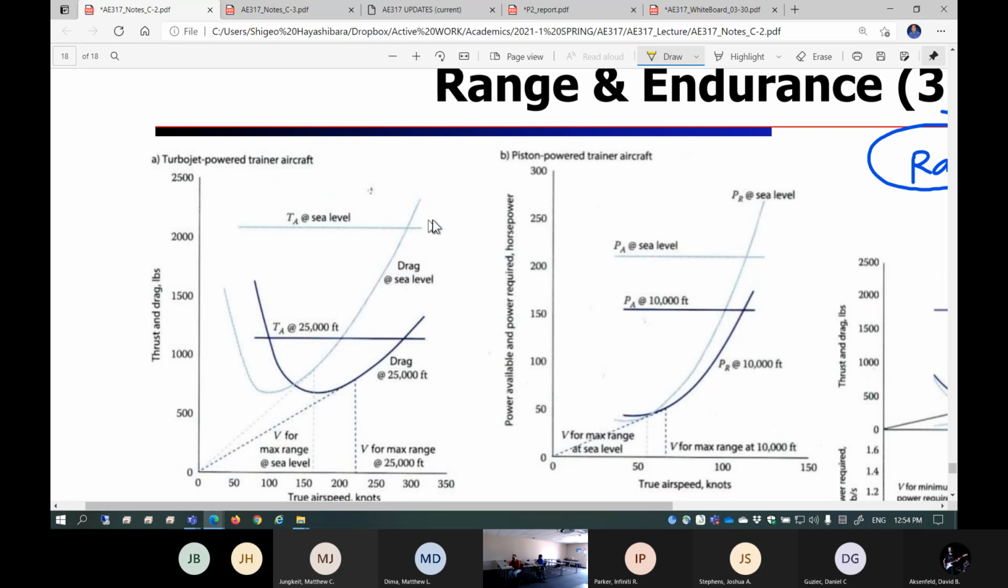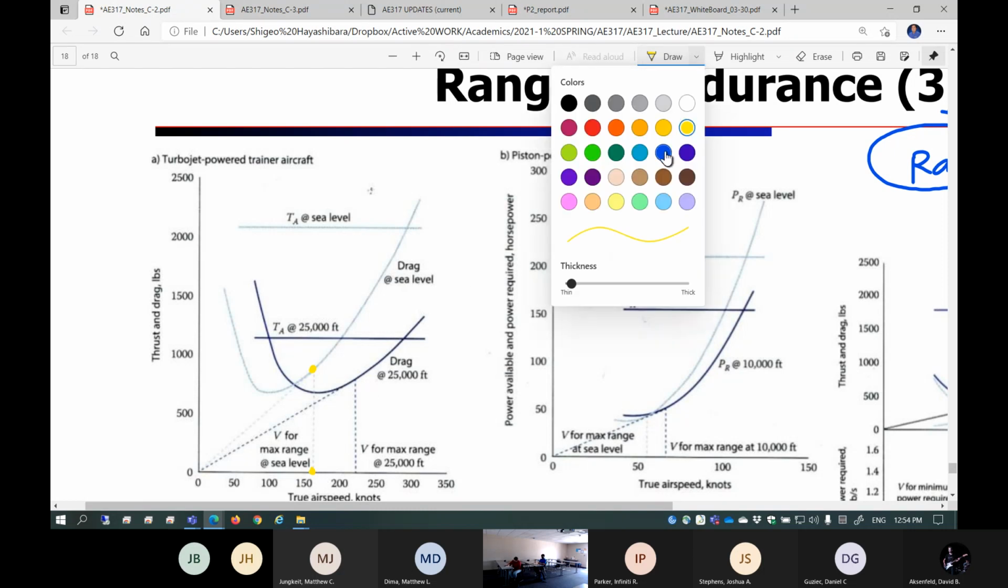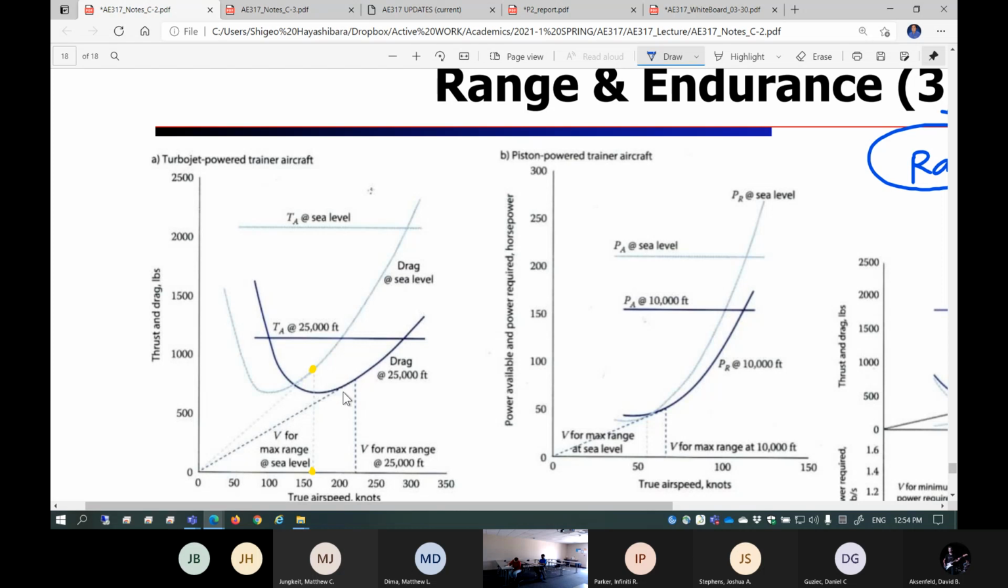This is the thrust available at sea level. In order to have maximum range, you fly along a line started from the origin, drawing a line to the tangent, just touching this thrust required. This is the speed for maximum range at sea level. It's about, I don't know, 155, 160 knots.